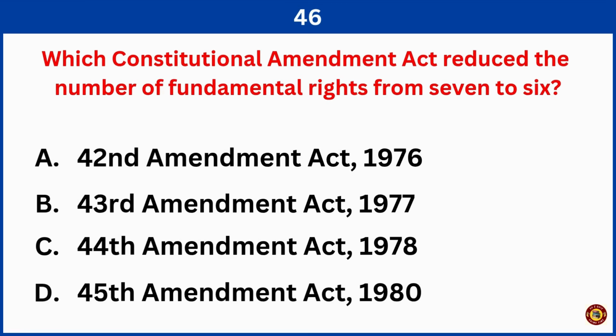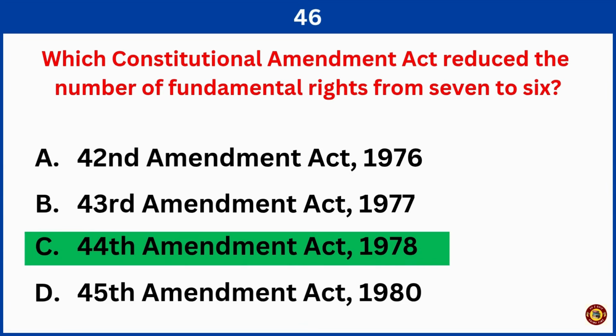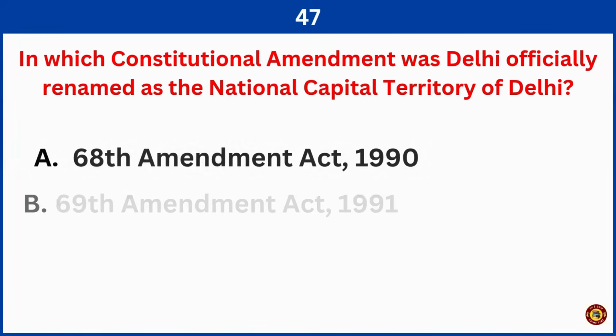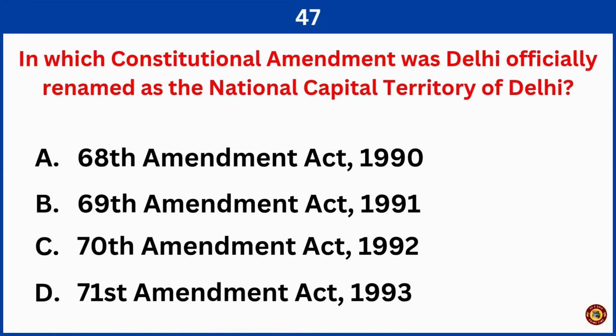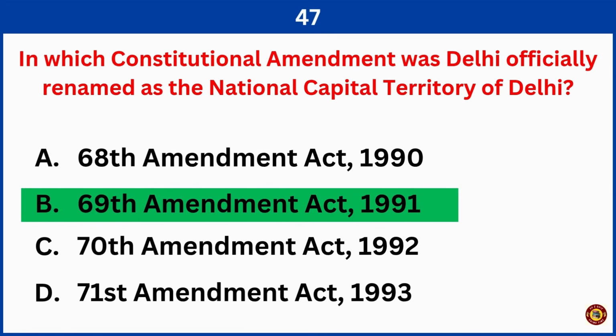Which constitutional amendment act reduced the number of fundamental rights from 7 to 6? Correct answer is option C, 44th Amendment Act 1978. In which constitutional amendment was Delhi officially renamed as the National Capital Territory of Delhi? Right answer is option B, 69th Amendment Act 1991.